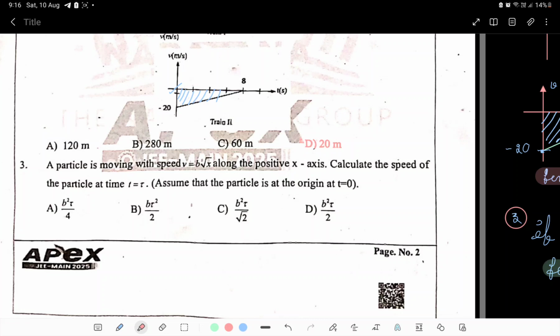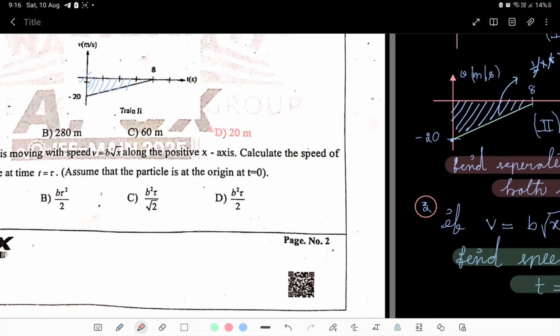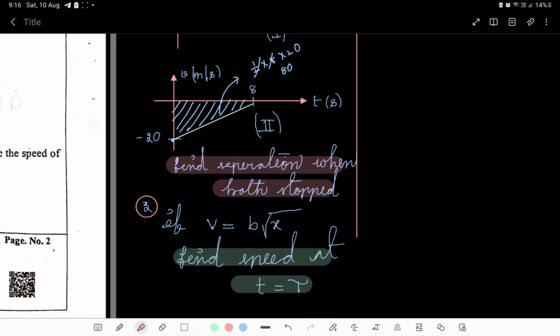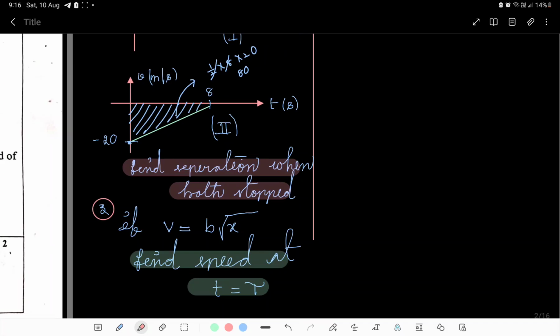Third question: a particle is moving with the speed v equal to b under root x along the positive x-axis. Calculate the speed of the particle at time t equal to tau. So we have the equation v is equal to b under root x. This is the given equation. We have to solve the problem, right? Let's do the calculation part.